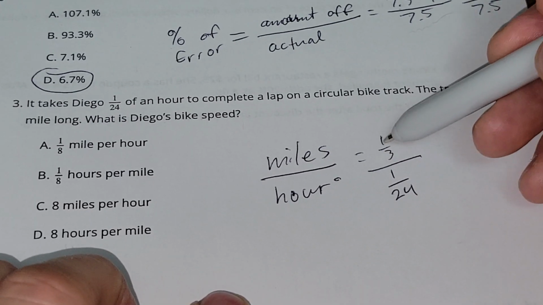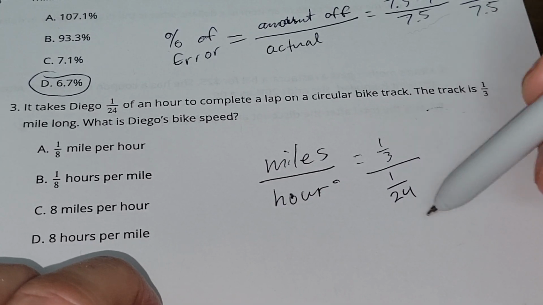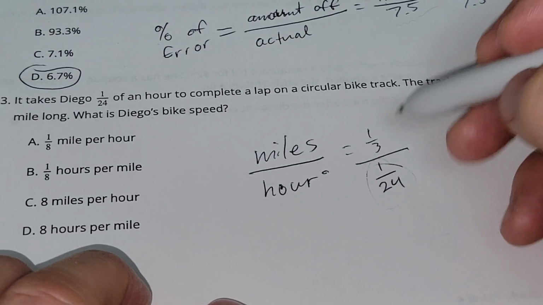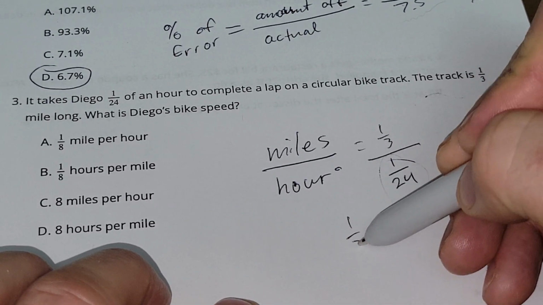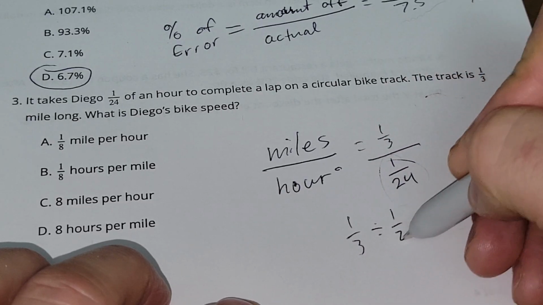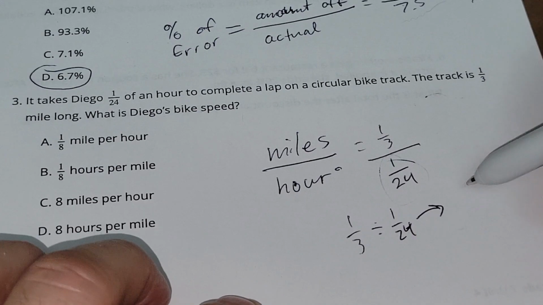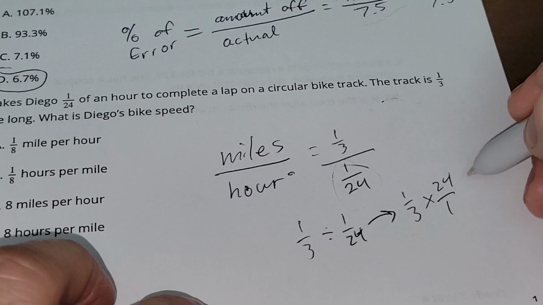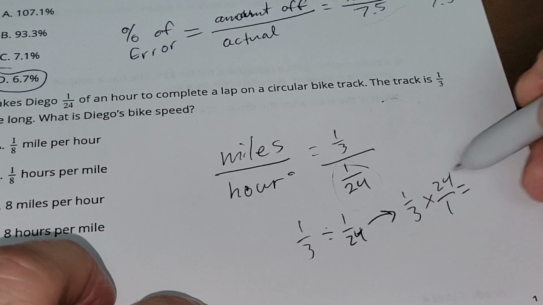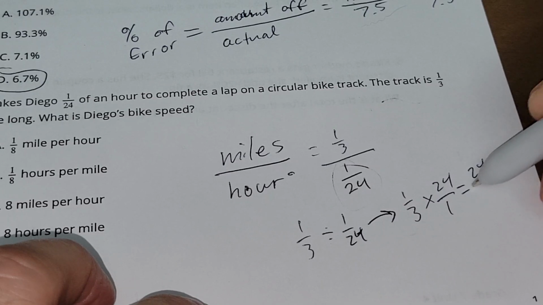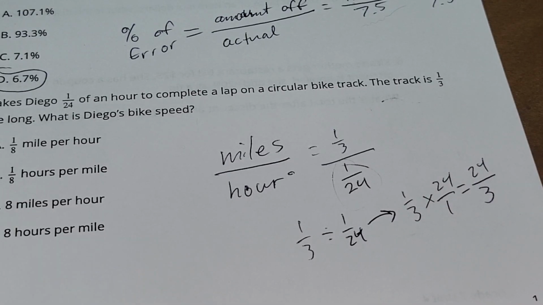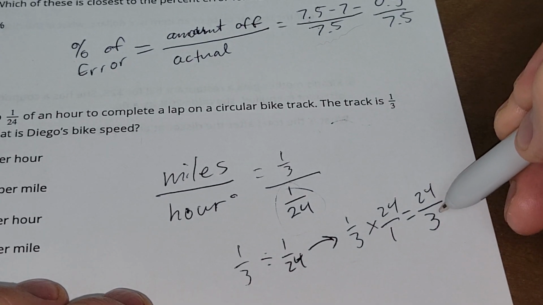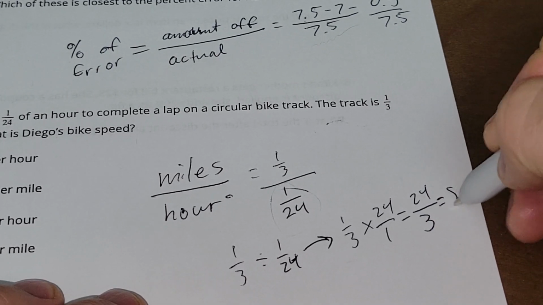Anytime I divide these, remember it always turns the bottom into 1. So what I'm doing here is taking 1/3 divided by 1/24, and then I need to keep, change, flip. So 1/3 times 24 over 1, which turns into 1 times 24 is 24, 3 times 1 is 3. And then remember that simplifies because 24 over 3 is the same as division.